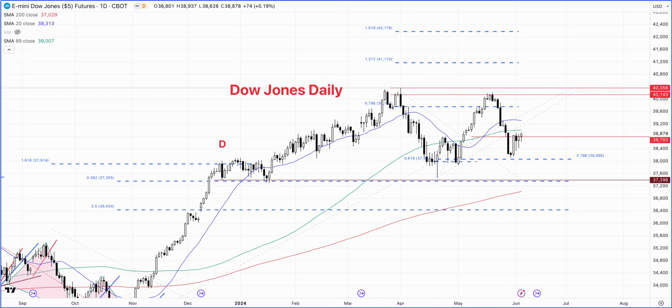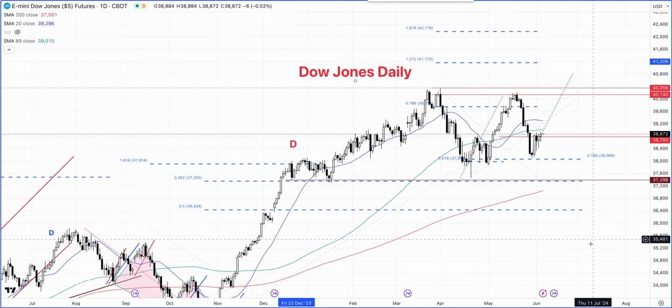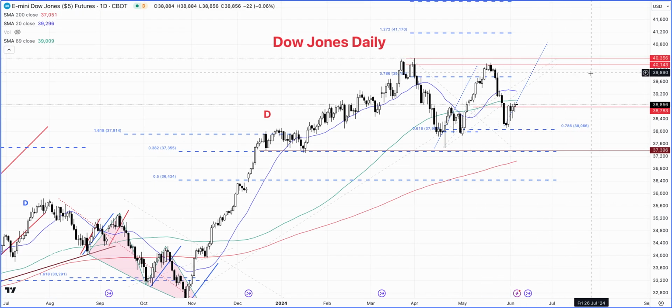And of course there is a possibility of this kind of one-to-one price projection like this, which is a little shy of the 41,170. So this is most probably the kind of direction this index will take, but it could go on in this kind of trading range for quite some time.